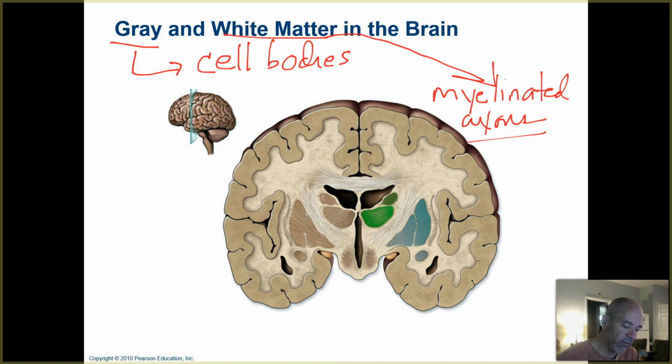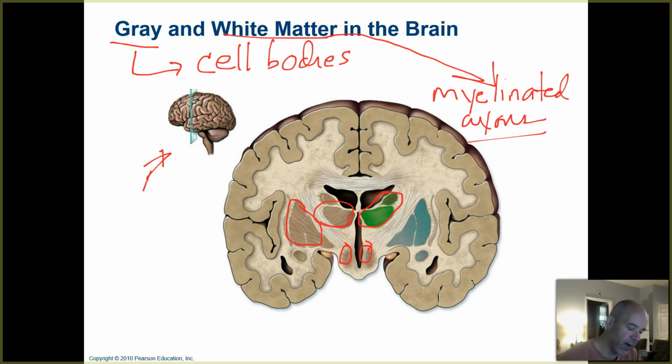Notice also you do have areas of gray matter. These are gray matter areas over here in green. This is a coronal section through the brain, as you can see over there on that diagram. There's some gray matter areas over here as well, down in here. And so those are going to be areas that are deeper in the brain, where you also have clusters of cell bodies of neurons. And those different areas have different functions.